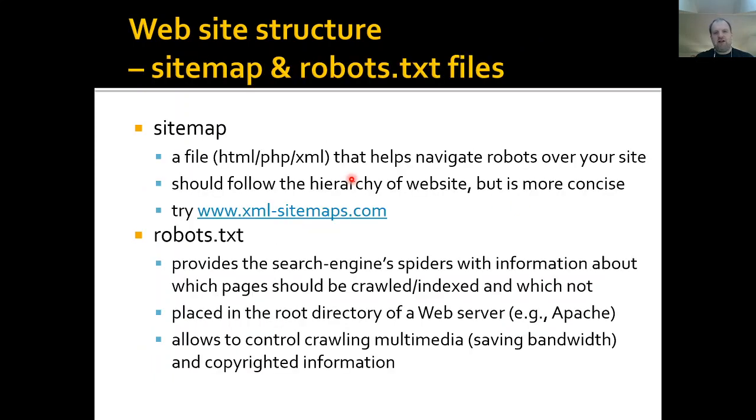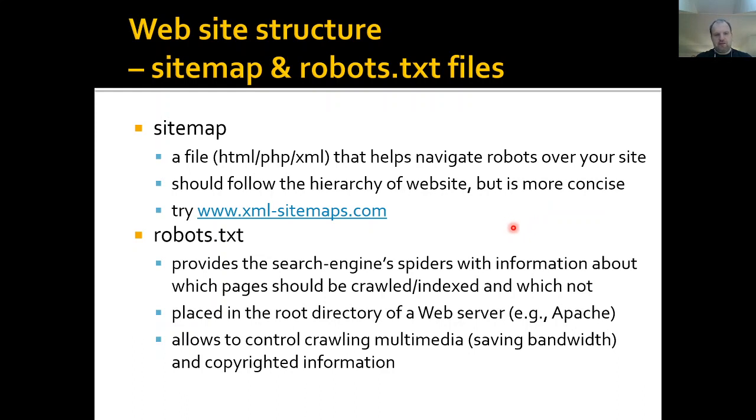A sitemap is a file that helps navigate the robots over the site. So in this sense, it's a help, but it also helps to create a good semantic structure of the website. So it's not only a technical help for robots, but it's also a semantic help for the design of the website.